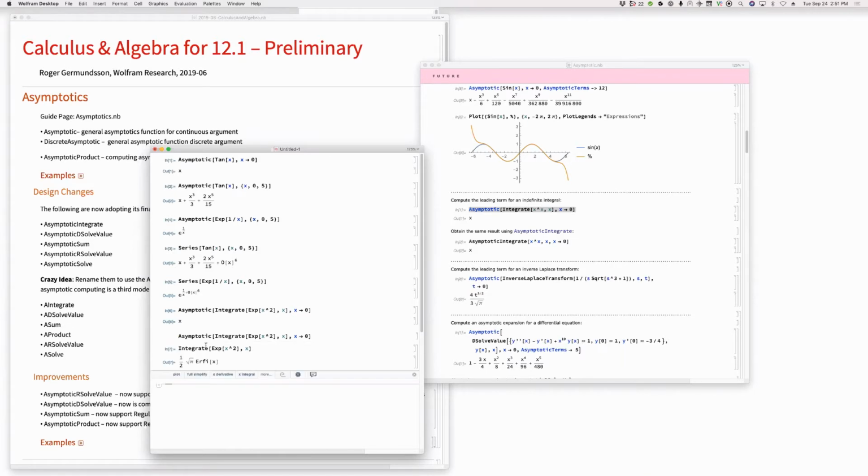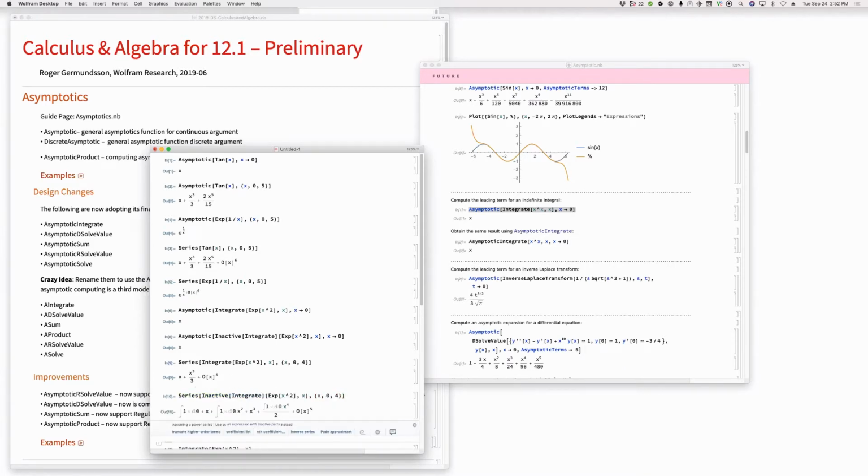So I get that. If I say inactive integrate, and now I do the same thing with series, e to the x squared, the integrate just evaluates. It's not going to make a difference. Then I say x, 0, 4 or something. Fine, it does that. Now this is probably going to get itself all choked up, right? Yes, although that could be supported.